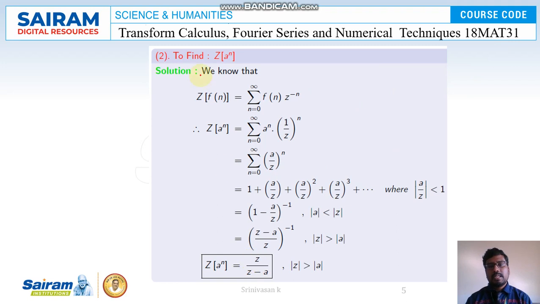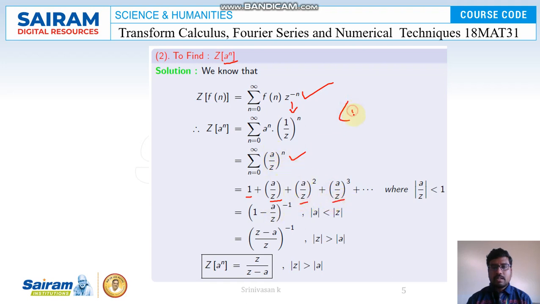Next problem. Here the function is a power n. If the function is a power n and you apply the Z transform, what will we get? This is the basic definition. Now I substitute the function. What is your function? A power n. So Z of a power n equals summation n equal to 0 to infinity a power n into 1 divided by z power n. This can be written as a by z, whole power n. Now substitute n equal to 0, 1, 2, 3, and so on. If you substitute n equal to 0, we get 1. N equal to 1 gives a by z. Then n equal to 2 and n equal to 3.